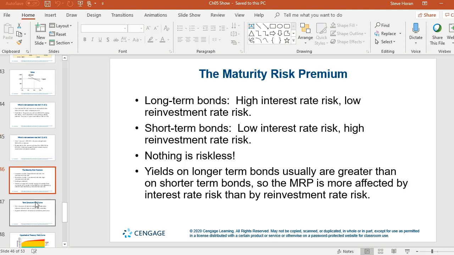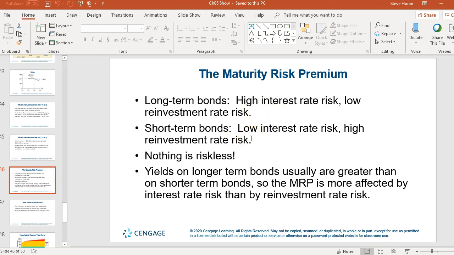Okay, so maturity risk premium is, again, the longer I have to wait for that bond to mature, the more risk there is. There's less risk if that bond matures in a year, 2 years, 3 years versus 30 years, right? But the challenge is that each risk is inverse to the other. So a long-term bond has high interest rate risk, but low reinvestment rate risk. Short-term bonds is the other way around.